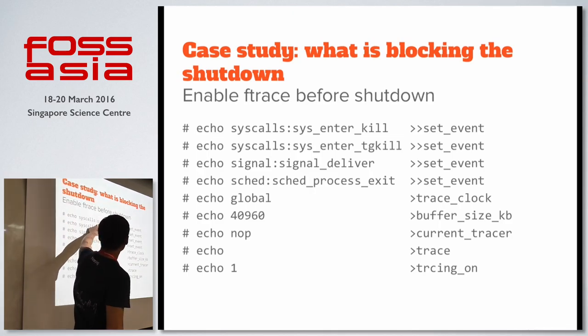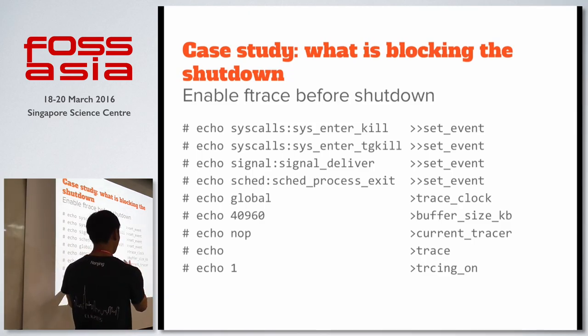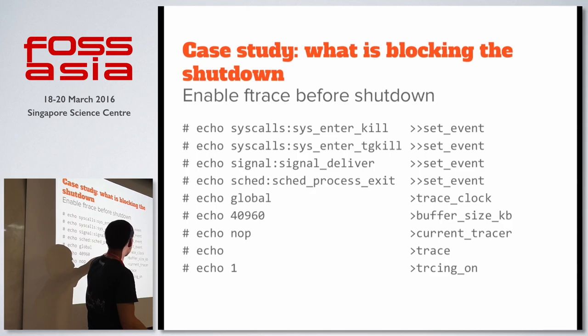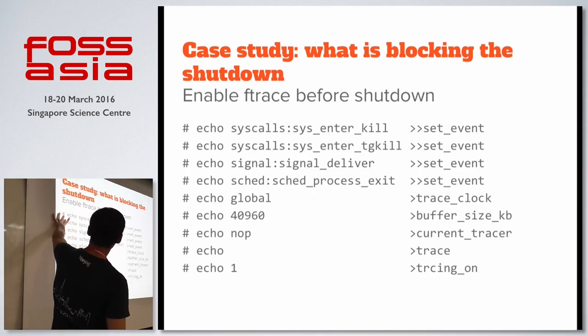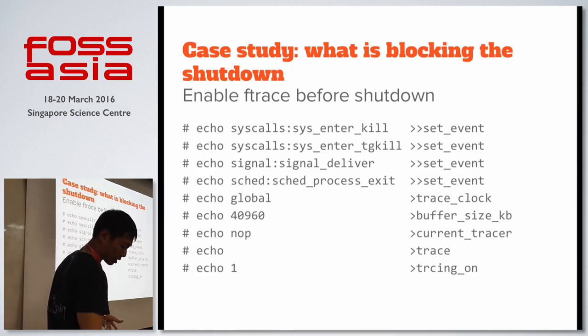You echo the kill-related system calls to set_event, and this one is signal_deliver, emitted when the kernel delivers the signal to a particular process. This one will be emitted, and this one is from the scheduler. This one is emitted by the scheduler when a process exits. So these four events, these four kinds of information, can tell us how to identify the blocking process.